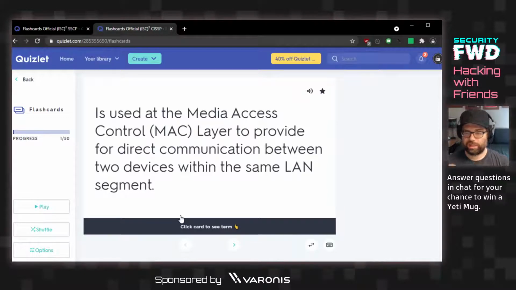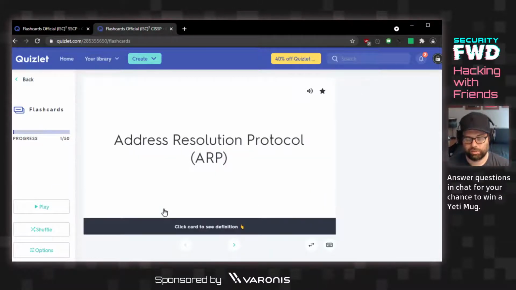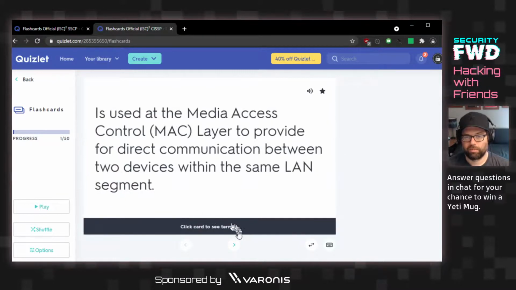So we did encryption. Now we're jumping over to network security protocols, network security, which is almost all security now. So here we go. All right. Is used at the media access control layer to provide for direct communication between two devices within the same LAN segment. I think this is ARP, Address Resolution Protocol. ARP. All right. I know cryptography better than networking, so this may be a rough set of 50 questions, but we'll see how we do.